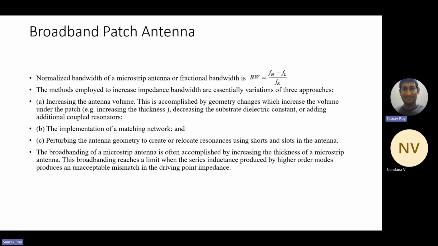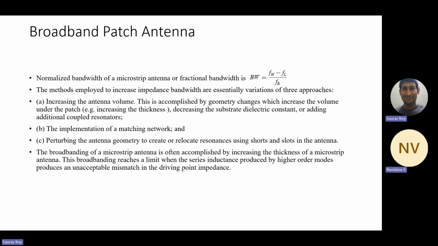And there are other things, including using a matching network and also perturbing the antenna geometry to create or relocate resonances using shorts and slots in the antenna. We will look into this perturbation now. Just saying, if you modify the antenna geometry somehow, it can be used to increase the bandwidth. The broadbanding of microstrip antenna is often accomplished by increasing the thickness of the antenna.